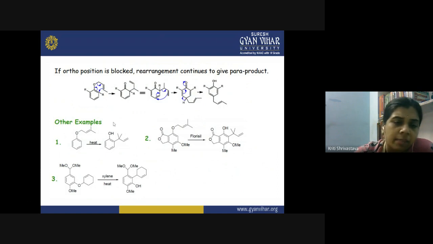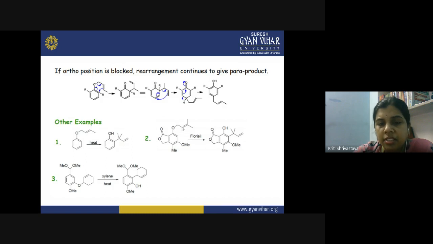Some other examples with different substrates are also taken here, and the simple difference is that there is a shifting of the sigma bond in a 3-3 position. So how will you count the 3-3 position? This is your 1, 2, 3, and this is 1, 2, 3. So 3-3 is this, right? So this bond will break, this bond will break, and it will come here at this position. This is your product.